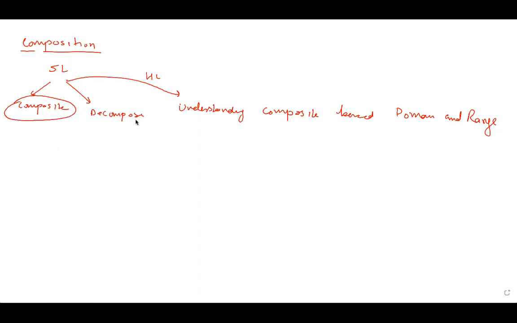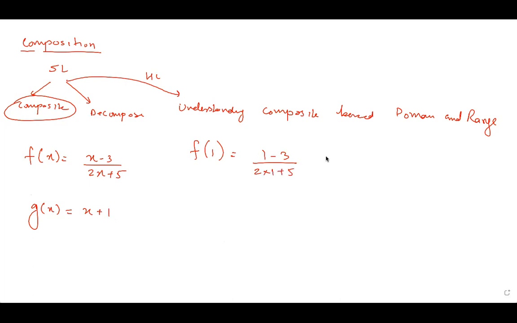What do we understand by a composite function? Since we have learned the basics of functions, let's say f of x is given as x minus 3 over 2x plus 5, and g of x is, let's say, x plus 1. If I ask you to find f of 1, you will simply replace x with 1, right? So you put 1 minus 3 upon 2 times 1 plus 5. So you get 1 minus 3 upon 2 plus 5, which is basically negative 2 upon 7.